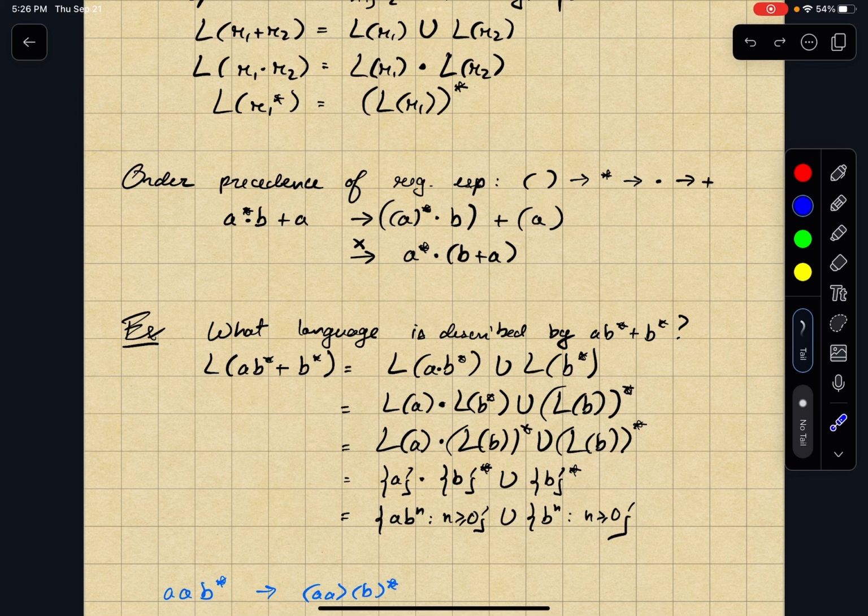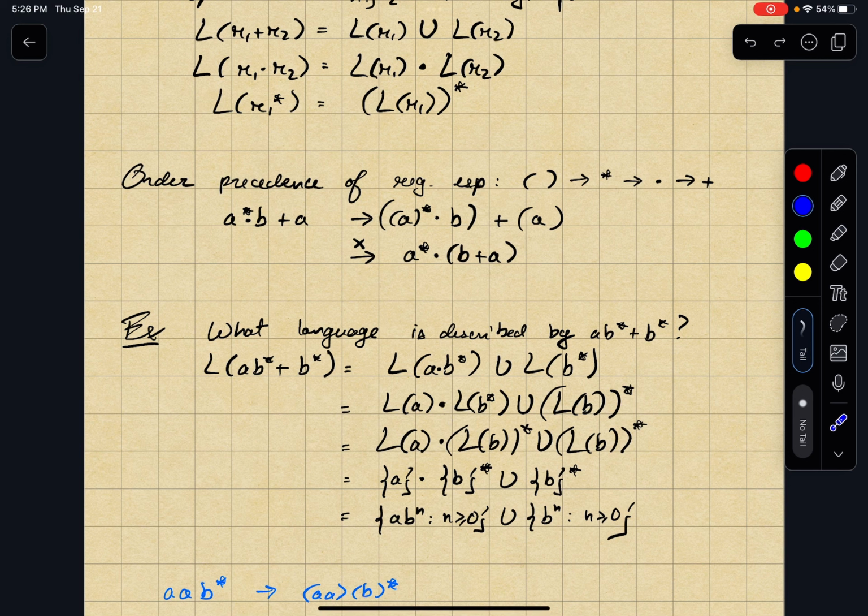So I apply L to AB* + B*, and I get, as a result, the union of L(AB*) with L(B*). Okay. So I have this step. Now I break this down again. I split this up because I have a concatenation here. So I get L(A) concat, now this is a language concatenation, L(B*).